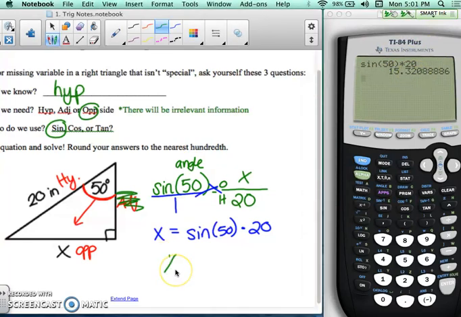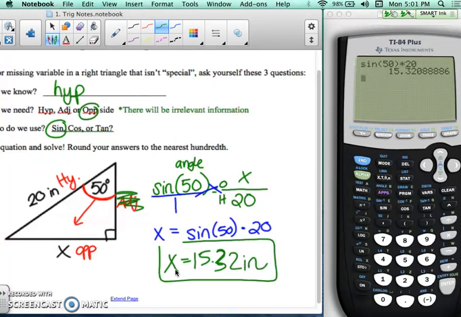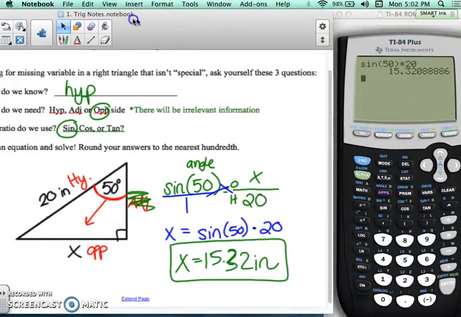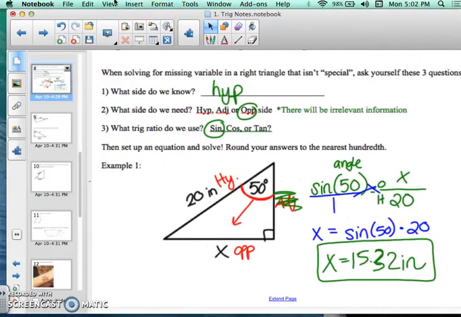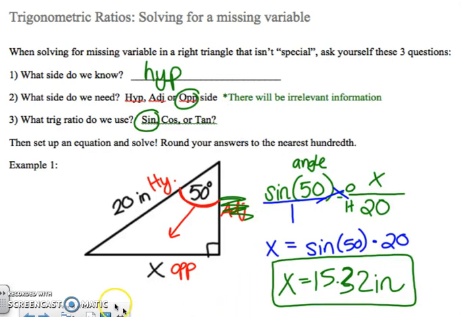So x is going to equal 15.32 inches, because those are my units. Okay, so that is how long this side over here is. It makes sense because it's smaller than the hypotenuse. How cool. Okay, so that is how you use trig ratios to find a missing side. All right, so let's get some more practice in.